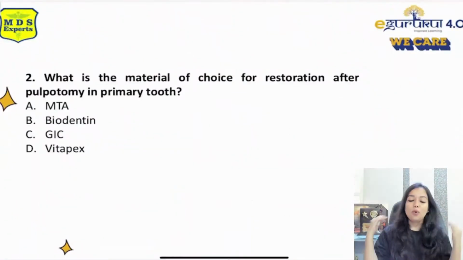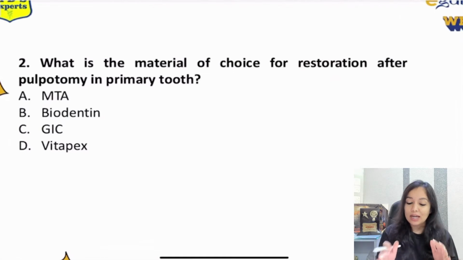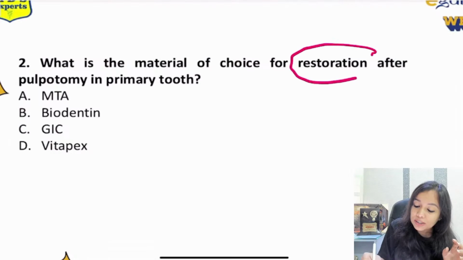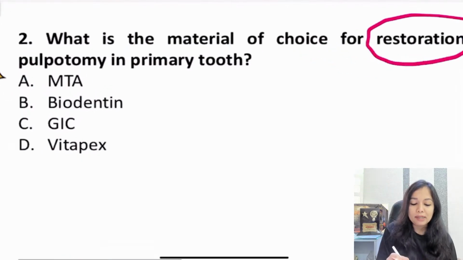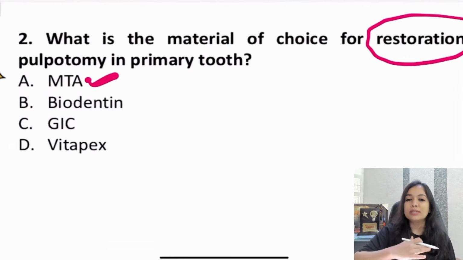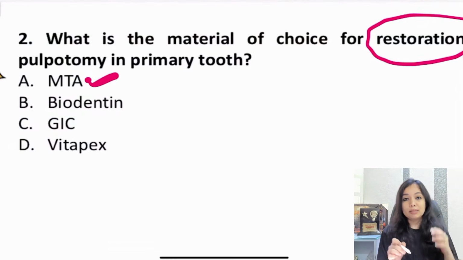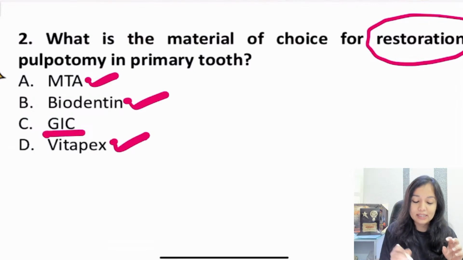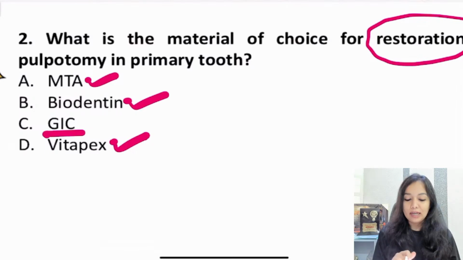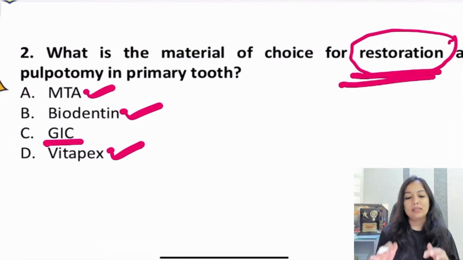The second question is, what is the material of choice for restoration after pulpotomy in a primary tooth? So understand, it is a direct and very easy question. What they have asked is the material of choice for restoration. In pulpotomy, they have not asked you any pulpotomy agent. So it is very easy. MTA is a pulpotomy agent. You place it over the root stumps in order to fix the pulp, in order to keep the radicular pulp live. Biodentine is a pulpotomy agent. Vitapex is also a pulpotomy agent, whereas GIC is the only restorative material given here, right? So the clear answer is C, that is GIC, which is the only restorative material that has been asked in the question.